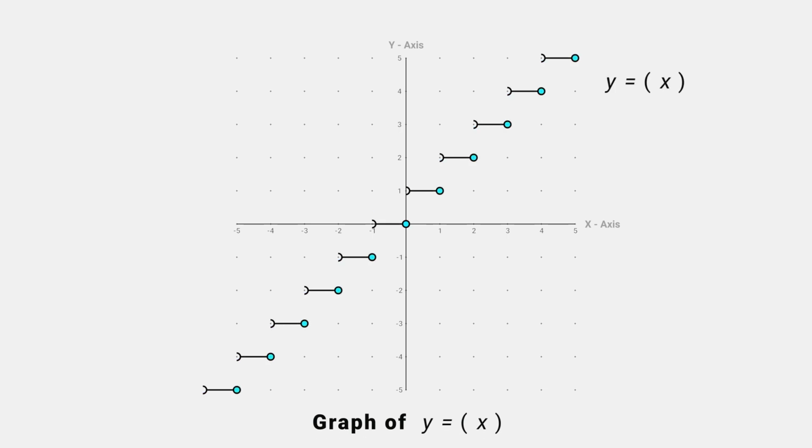Ceiling function denotes the smallest integer greater than or equal to x. Ceiling function of 2.63 is 3. Ceiling function of 4 is 4. Ceiling function of minus 3.2 is minus 3. It is also called least integer function.